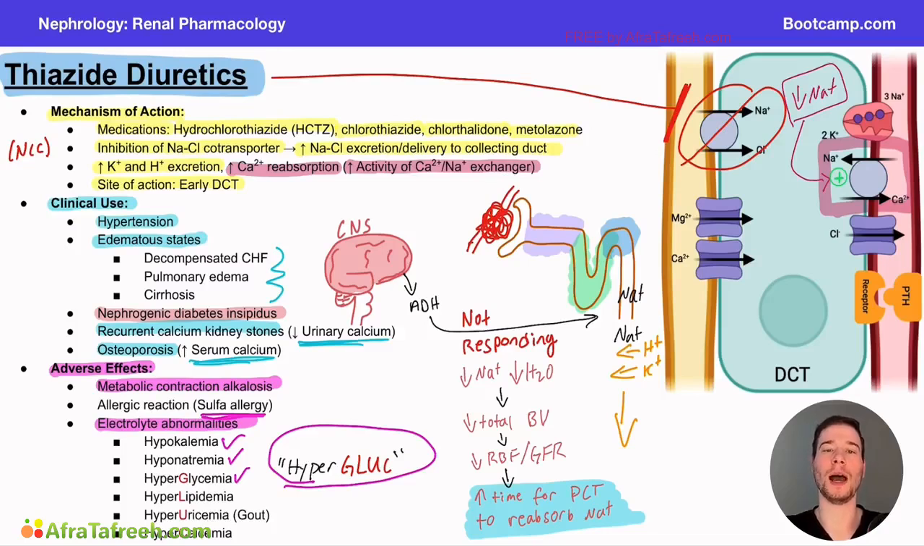This is going to lead to hyperglycemia. If we don't have our insulin being secreted from the pancreatic beta cells, we have more glucose roaming around. It's not being taken up into the cells. So more details on that in the loop diuretics video.